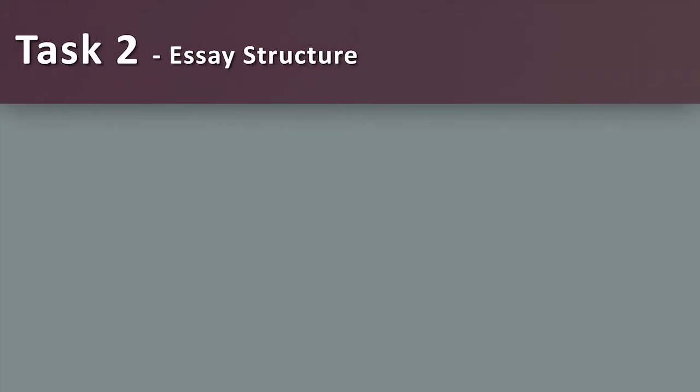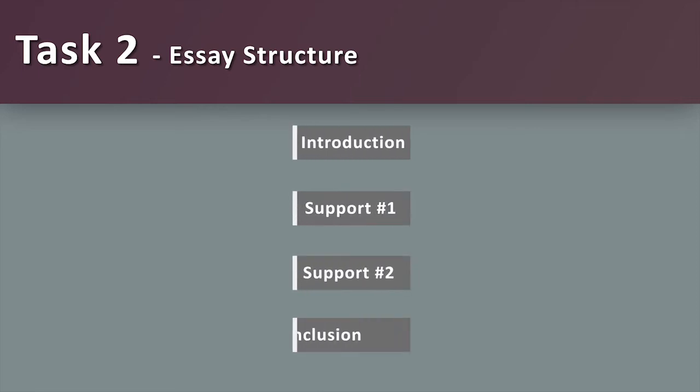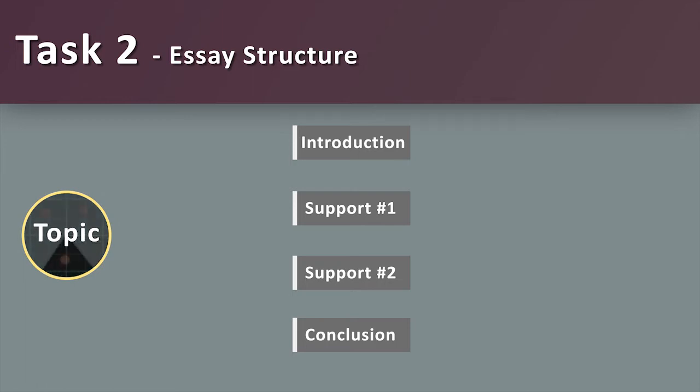Today we're going to take a look at the overall structure of Task 2 essays. To respond to Task 2, we use a 4-paragraph structure. Step 1 before we start writing is finding keywords in the topic, and then we need to make sure that the entire essay is connected to these keywords.